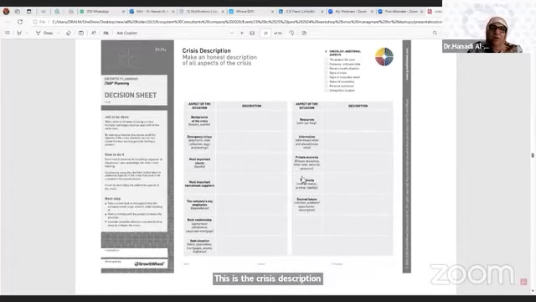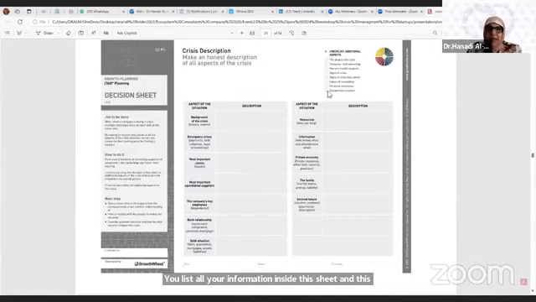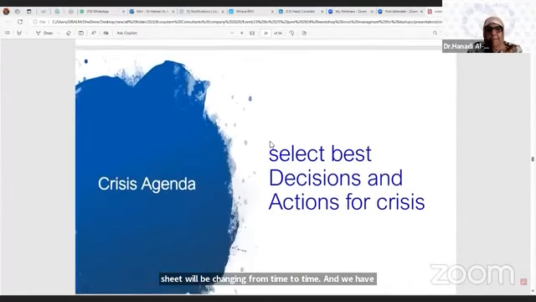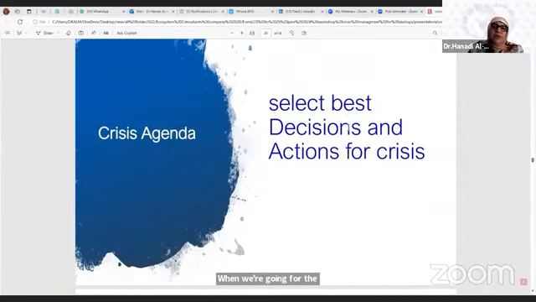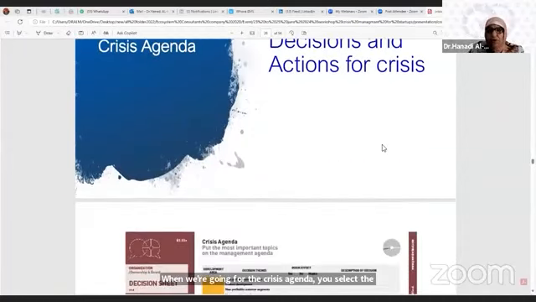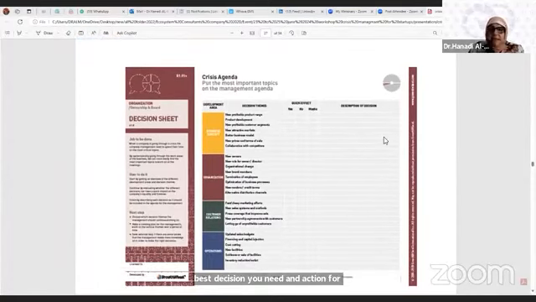You list all your information inside this sheet, and this sheet will be changing from time to time. And we have here the checklist of what you need for your decision sheet. When we go to the crisis agenda, you select the best decision and action you need for your crisis. And this is the crisis agenda.